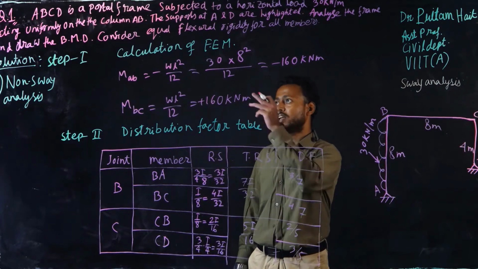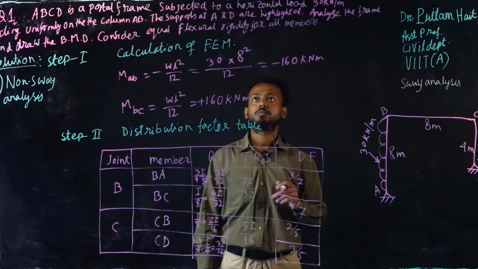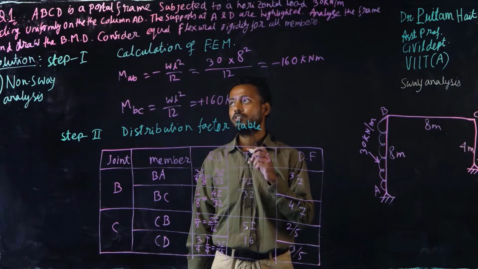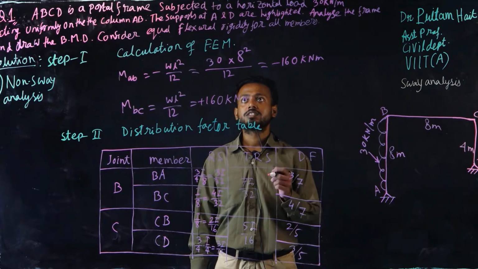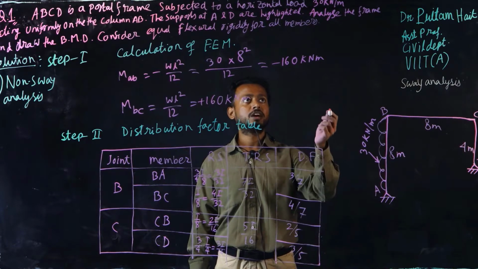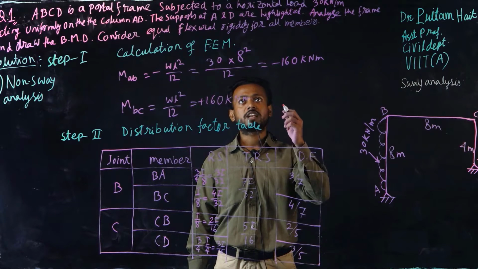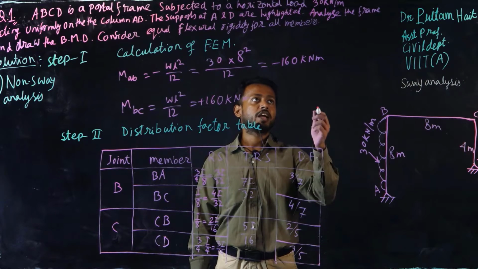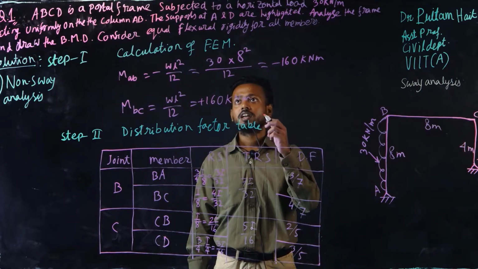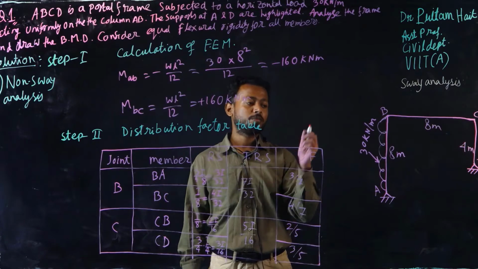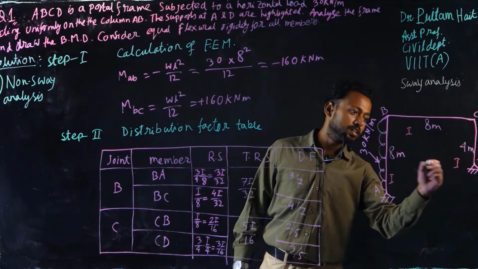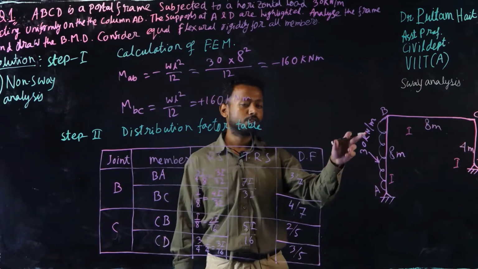The question is: ABCD is a portal frame subjected to a horizontal load of 30 kN per meter acting uniformly on the column AB. The supports at A and D are highlighted in the figure. Analyze the frame and draw the bending moment diagram. Consider equal flexural rigidity for all the members. That means I and I, that means all the members have equal flexural rigidity.